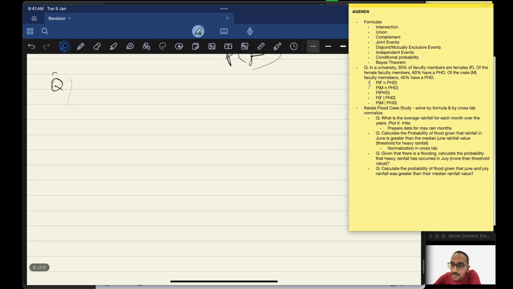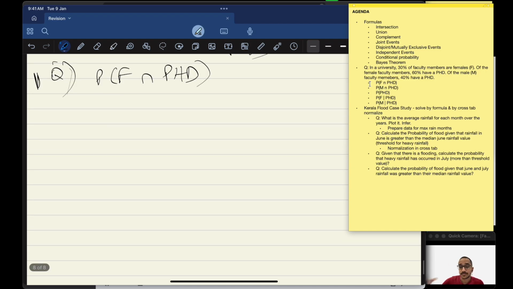So the first question is the probability of a female faculty member having a PhD degree. So based on the data, what we will do is we will first take a random sample size of 100. So we'll assume the number of faculty members are 100. So total members are 100.